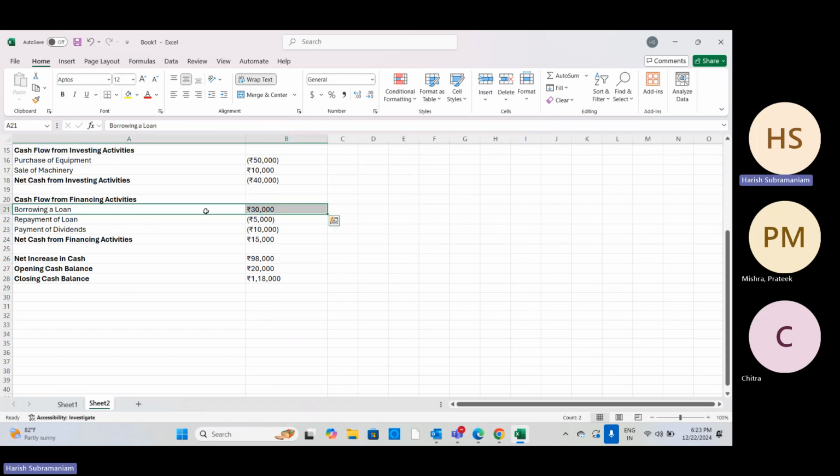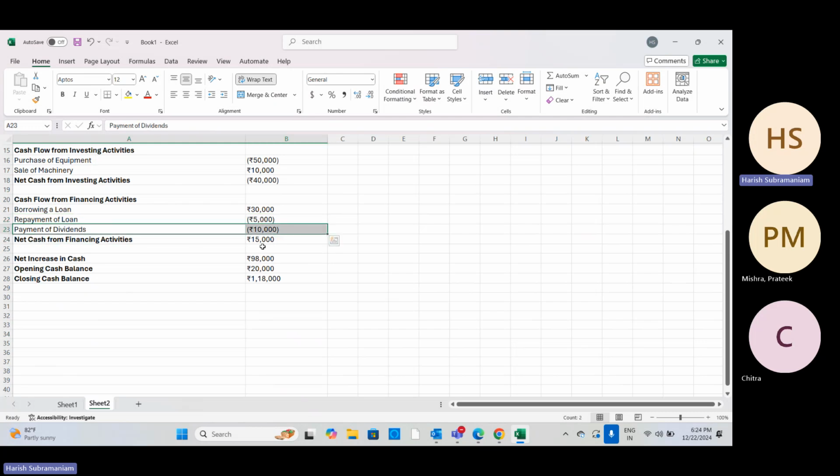Then we have financing activities where, let's say, we are borrowing a loan. So there is 30,000. That is what we have borrowed. So then we are getting that amount. That cash is actually coming to us. There is some repayment over here. There is a repayment of the loan, right? And then we are paying it back. We are losing the money.